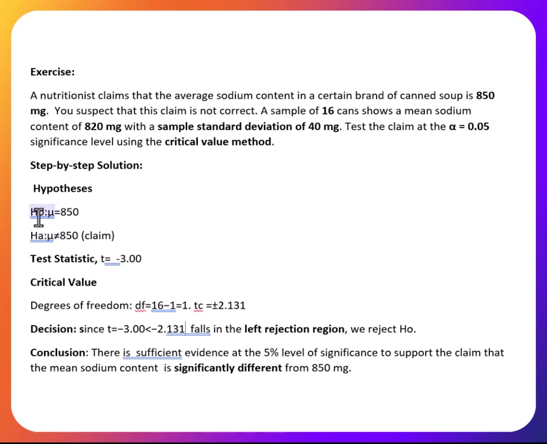And if you reject the null hypothesis, guys, and the claim is in H1, you support the claim. So you say there is sufficient evidence at the 5% level of significance to support the claim that the mean sodium content is significantly different from 850. And if you were to use the p-value, it is 0.009, which is less than alpha, you reject H0, so you're going to get the same results.